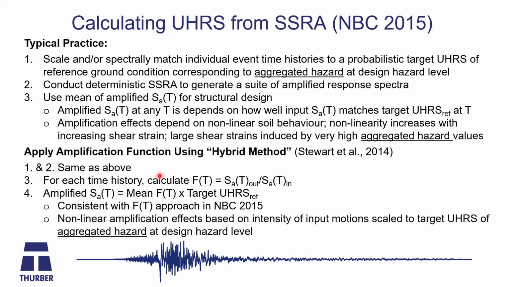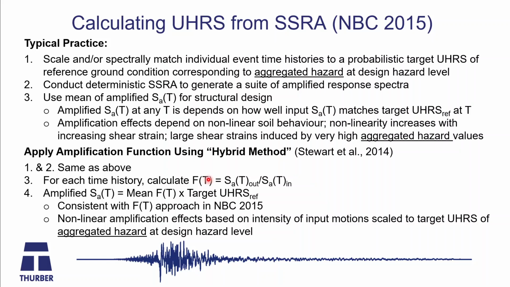You're getting your amplified spectral accelerations, but using the hybrid method, you would get an actual amplification function that's applicable to each of the earthquakes, which is basically just the response spectral ratio between the amplified spectral values that come out of the analysis divided by the spectral accelerations of the input motions, right? So this is just generating f of t only for a site-specific analysis.